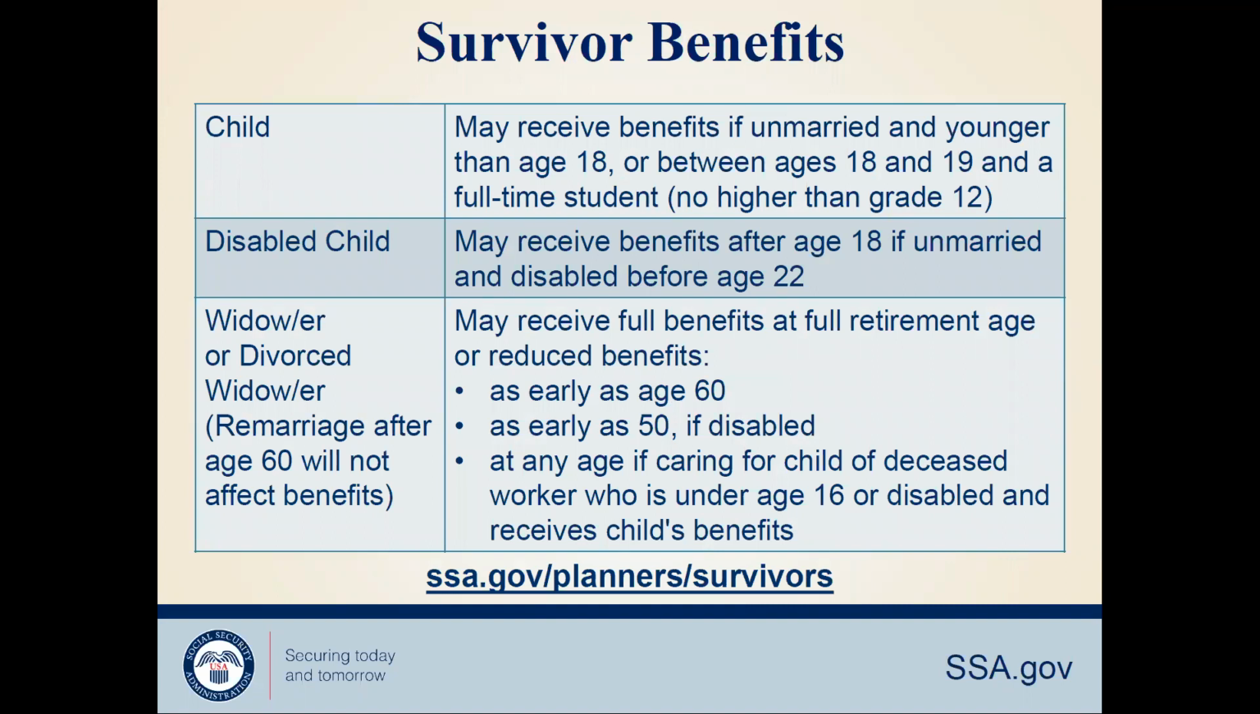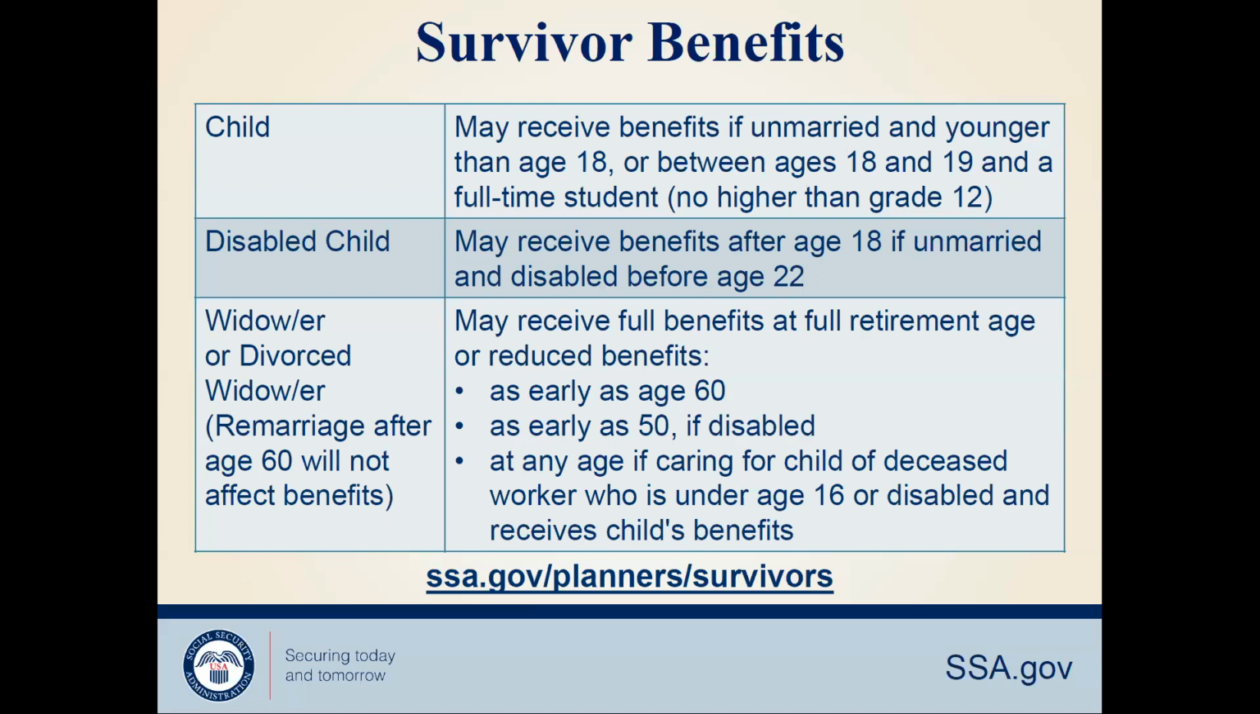Survivor benefits. Let's take a look at how people become eligible for Social Security survivor benefits. A child may receive benefits on a deceased parent's record if he or she is not married and is under the age of 18, or between ages 18 and 19 and a full-time student no higher than grade 12. A disabled child may receive benefits beyond 18 if he or she is not married and was disabled before the age of 22.